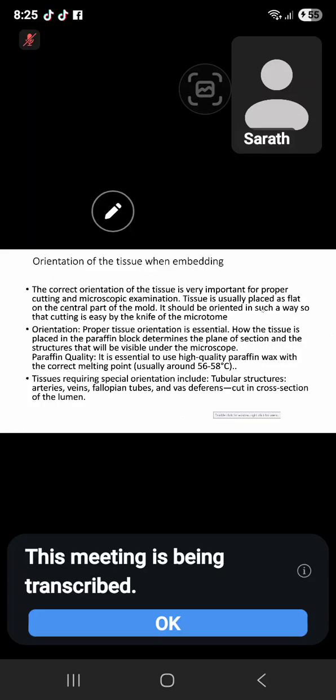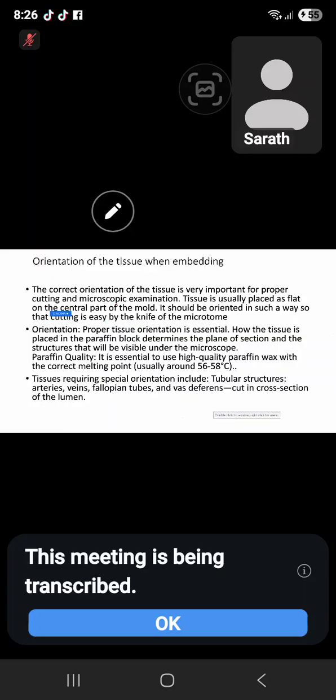It should be oriented in such a way that cutting is easy by knife or microtome. So it should be able to cut easily. If it is slanted at an angle, what will happen? When cutting on the microtome, the whole section will not come into the section. So that means the plane of the section and the plane of the block should be parallel.